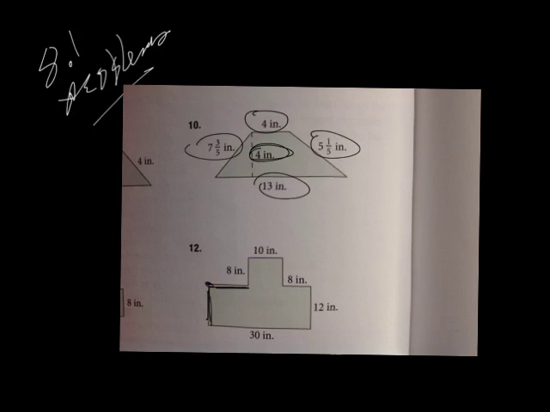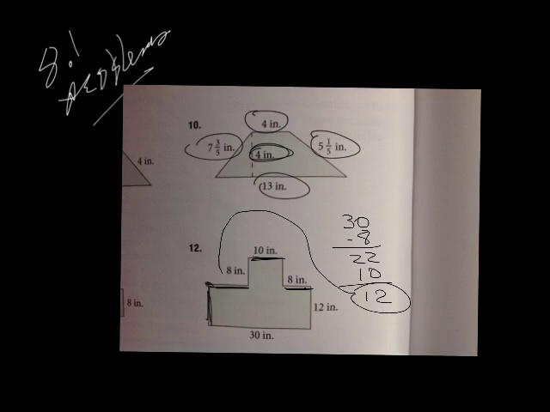So I'm going to take 30, and I'm going to subtract this 8 and get 22, and then subtract this 10 and get 12. So that means the length of this right here has to be 12, so that when I add 10 and 8 to it, I get this 30 right there.